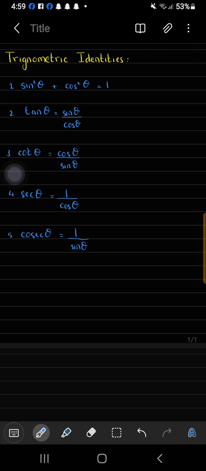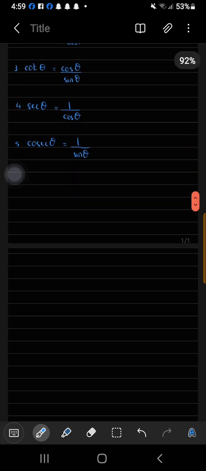Now we will do the properties which we didn't learn earlier, and we will learn these properties in this video. This will be new. So we are starting from the sixth property: sec square theta is equal to 1 plus tan square theta.